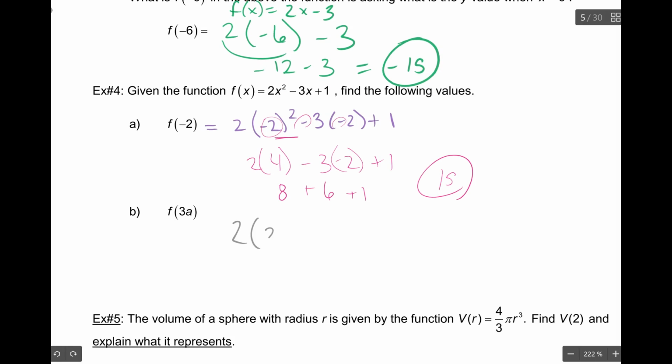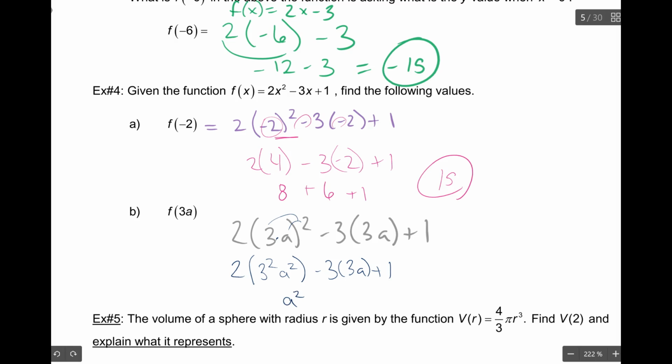So I have 2 times (3a) squared minus 3 times 3a plus 1. Since 3 and a are being multiplied, I can distribute out the square factor. So I have 2 times 3 squared times a squared minus 3 times 3a plus 1. So a squared is still a squared. 3 times 3 is going to be 9. So this is 2 times 9a squared. 2 times 9 is 18. Negative 3 times 3 is negative 9a, plus 1.